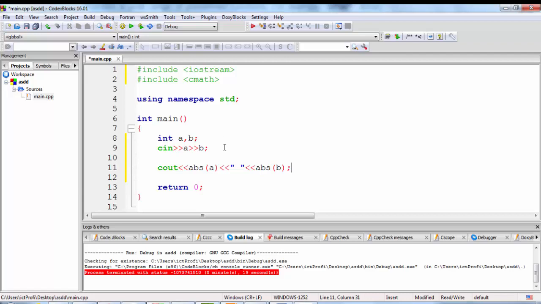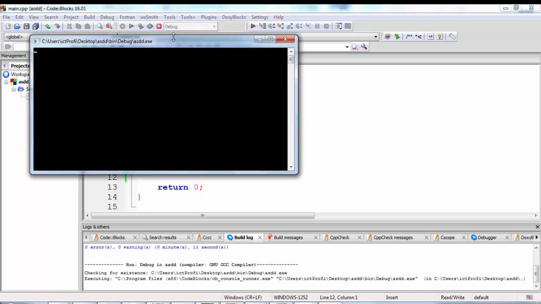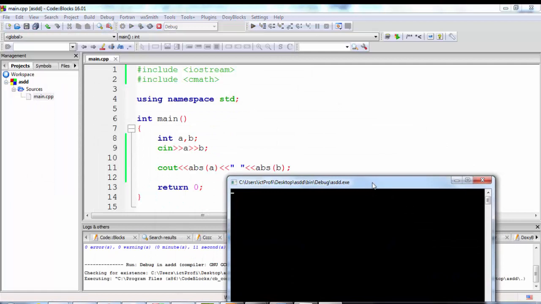Okay, let's run the program from here, and now I'm going to write two numbers. One is negative 4 and the other positive 5. And now as you see, the negative number turned to positive, and the positive stays positive.